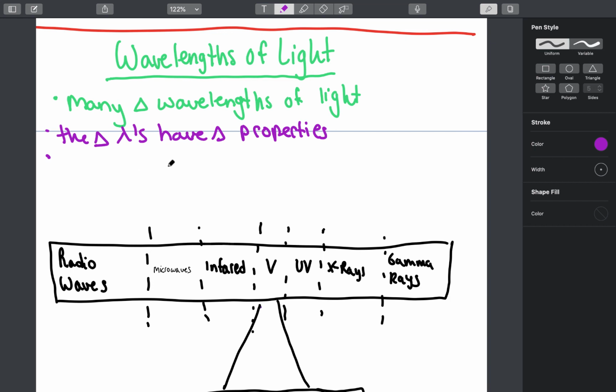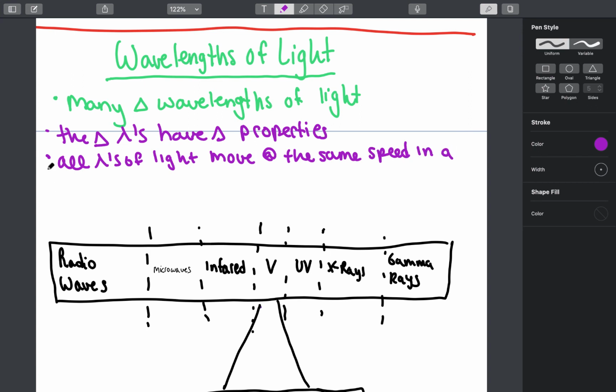However, it is important to note that every single wavelength of light moves at the same speed in a vacuum. So all wavelengths of light move at the same speed in a vacuum. And this speed in a vacuum is c, which is 3.00 times 10 to the 8th meters per second, around there. So all wavelengths of light in a vacuum, no matter what the wavelength is, move at this speed.